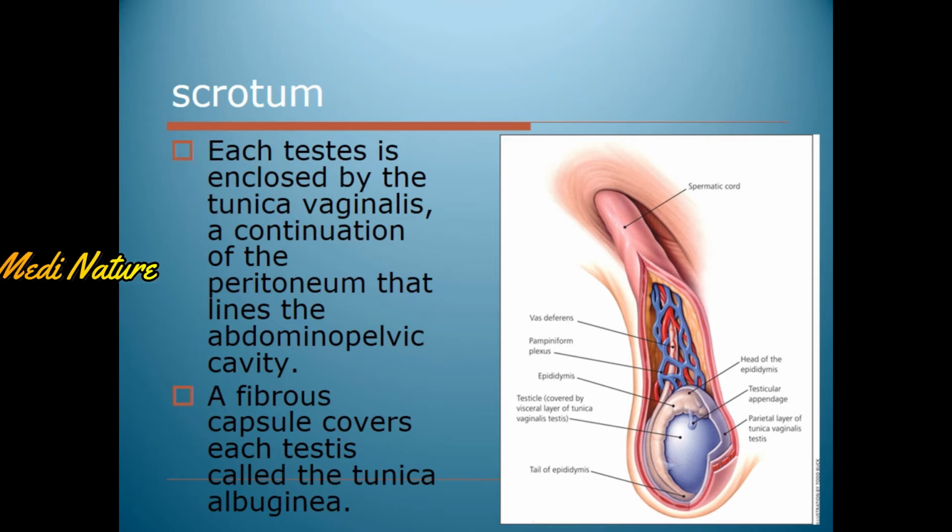Because of that, the peritoneum that lines the abdominopelvic cavity comes through this spermatic cord and encloses each testis in the scrotum. This layer is called tunica vaginalis. Therefore, each testis is enclosed by the tunica vaginalis, which is a continuation of the peritoneum that lines the abdominopelvic cavity. And within that, a fibrous capsule covers each testis, which is called tunica albuginea.